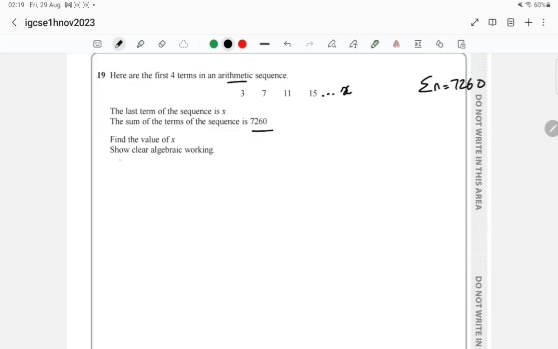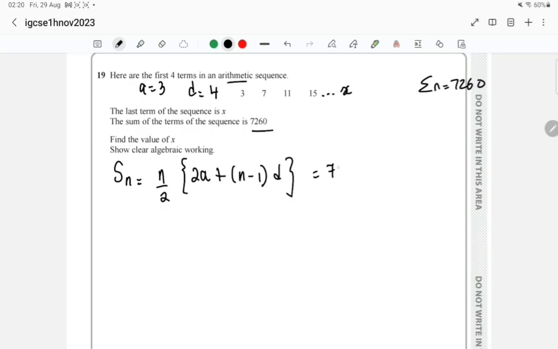So we know that sum of an AP, Sn, is equal to n over 2 times (2a plus (n minus 1)d). Now my first term is 3, so a will be equal to 3. My common difference would be 7 minus 3, which is 4. Let's replace it over here, because I know that this will be equal to 7260. So n, which I don't know, divided by 2, times 2 times 3 plus (n minus 1) times 4.